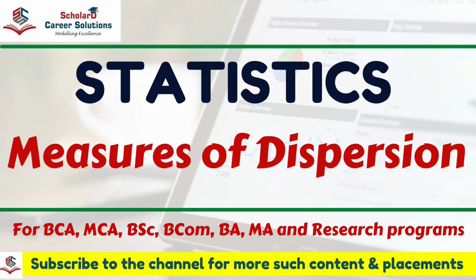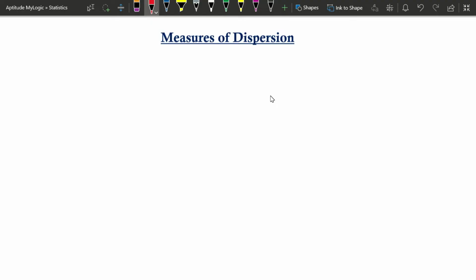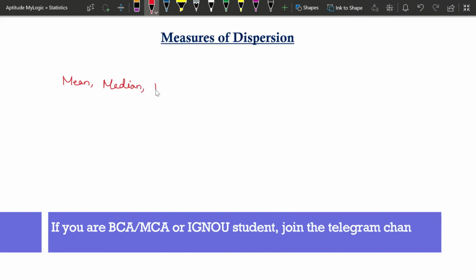Hello everyone. In this video, we shall understand what is dispersion and what are the various measures for dispersion. In the previous video, we have seen different measures of central tendency. We have learned about mean, median and mode. These were the measures of central tendency that we have learned.